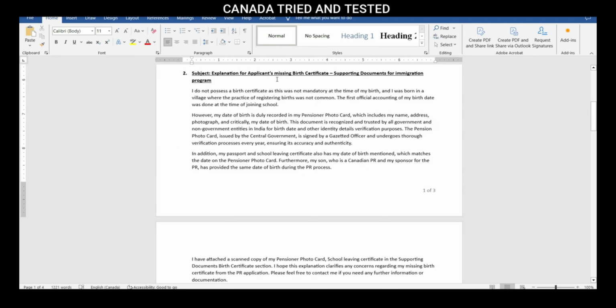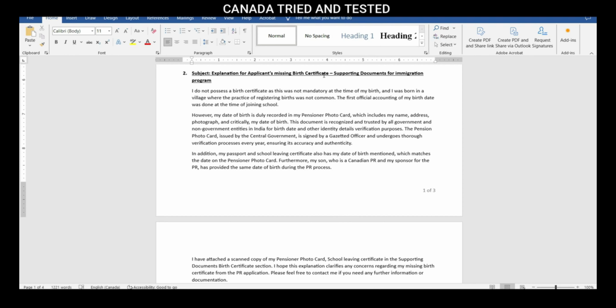Coming to the explanation for the missing birth certificate. In India, it was not a practice earlier to have a birth certificate, and it was not until later years that birth certificates were made mandatory. So instead of a birth certificate, there are supporting documents which have been given, and let's go through the letter of explanation.